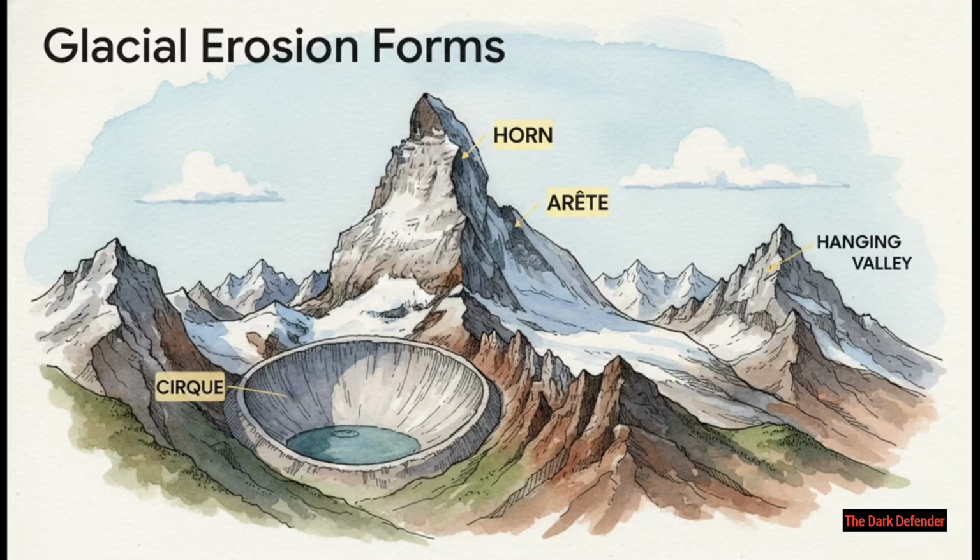Glacial erosion creates really sharp, dramatic features. At the very top of a glacial valley, the ice carves out a huge, bowl-shaped basin. That's called a cirque. Now imagine you have several cirques eating away at a mountain from different sides. They can carve it into a sharp, pyramid-like peak called a horn. In fact, Mount Everest is a prime example of a horn. And that razor-thin, jagged ridge you see between two glacial valleys, that's an arête.